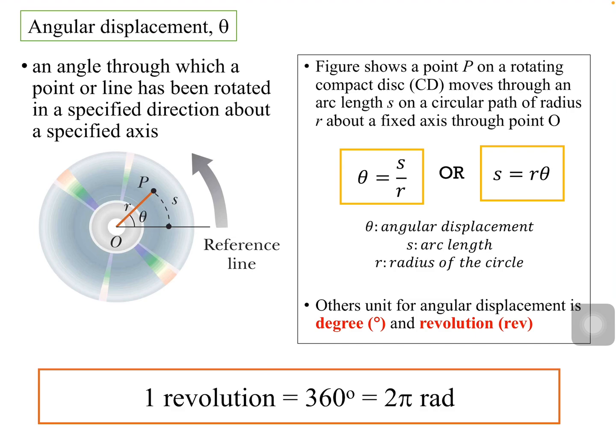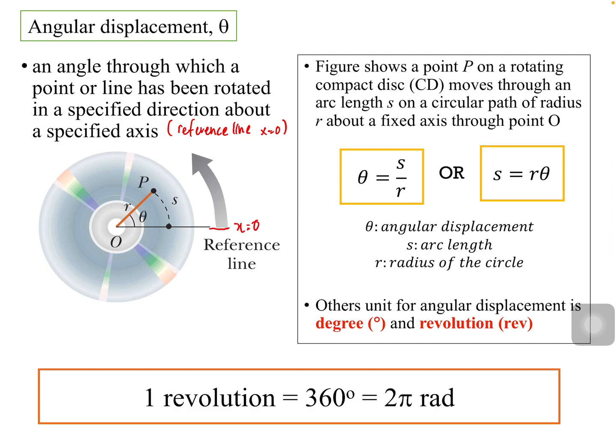Basically it is the angle through which a point or line has been rotated in a specific direction about a specific axis. Specific axis ni kita boleh cakap sebagai reference line lah. Okay, reference line ataupun bila x sama dengan kosong. So here maksudnya any calculation kita akan calculate from reference line.